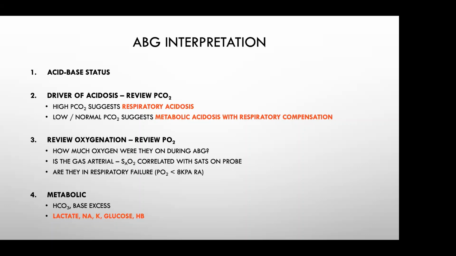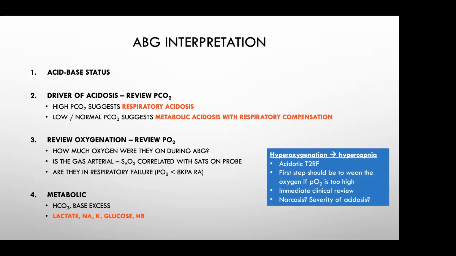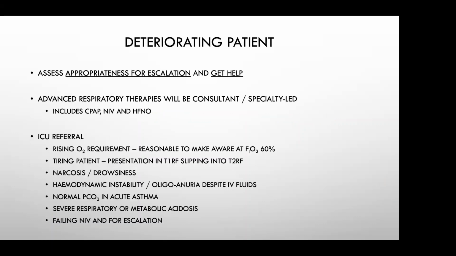And then finally, have a look at their metabolic status. So bicarbonate and base excess will tell you whether there's an element of chronic respiratory acidosis, and have a look at all the other parameters, so the life-threatening ones as well. I've covered that already. I'm not going to say that again.